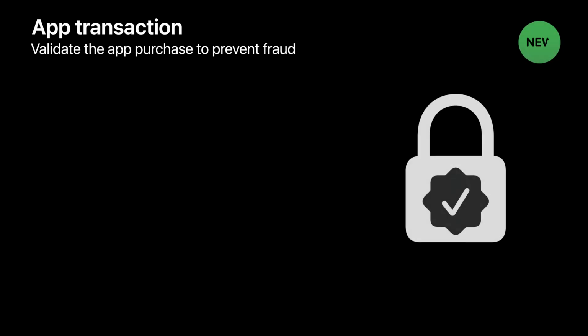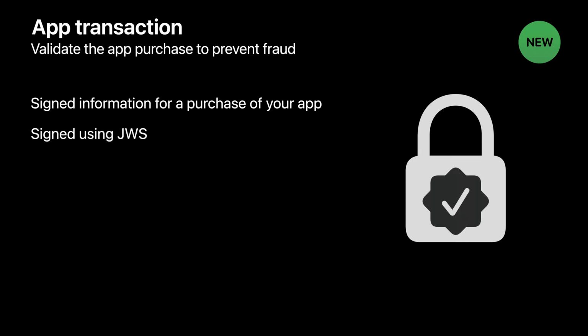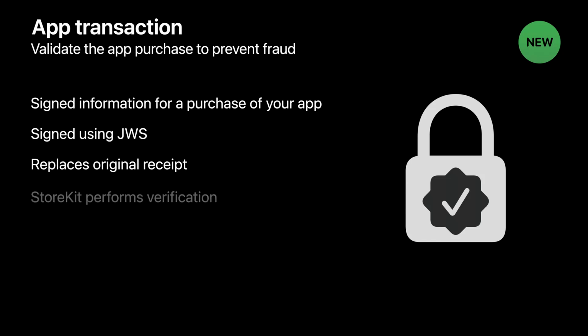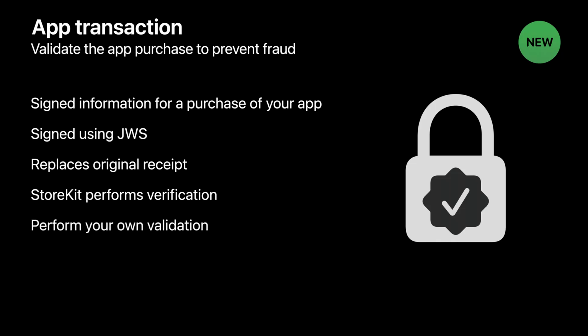The App Transaction is our new API for verifying the purchase of your app. The App Transaction represents the signed information for the purchase of your app for the device it's running on. It's signed using JWS, and it replaces the app detail portion of the app receipt from the original StoreKit API. Just like transaction verification, StoreKit performs automatic verification of the app transaction for you. However, if you wish, you can also perform your own validation.